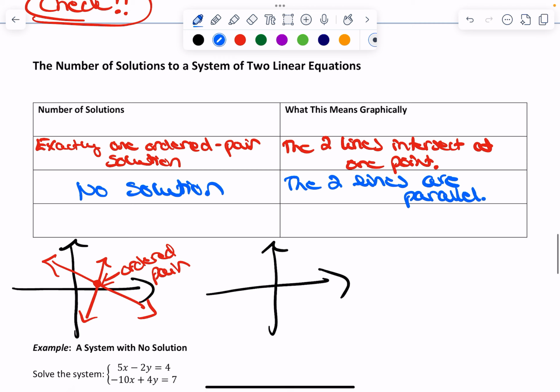So it looks, for example, like there's one line and there's the second line. They are parallel. They never cross. So there is no solution.